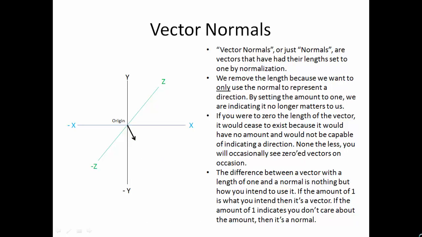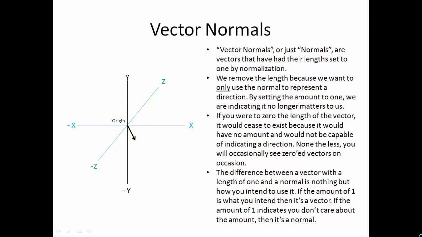Vector normals, or just normals, are vectors that have had their length set to 1 through the process of normalization, like we just did. We remove the length because we want to only use the normal to represent a direction. We don't care about the amount at all anymore. By setting the amount to 1, we are indicating it no longer matters to us. If you were to zero the length of the vector, it would cease to exist because it would have no amount. It would not be capable of indicating a direction. Nonetheless, you will occasionally see zeroed vectors in game programming.